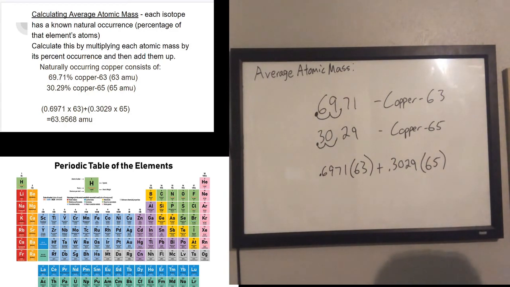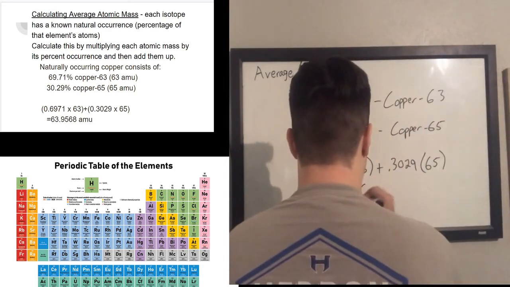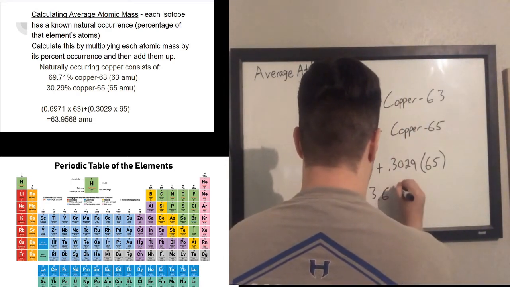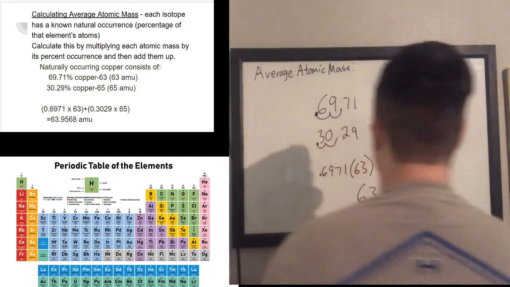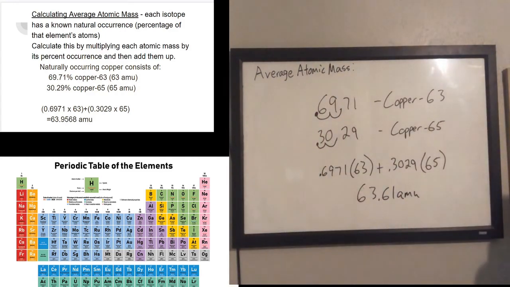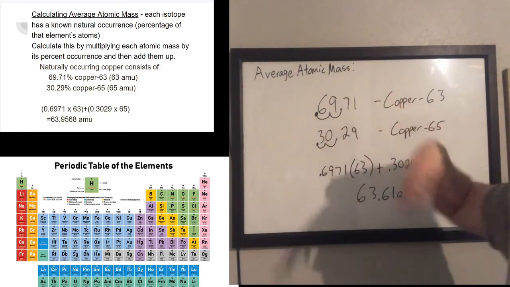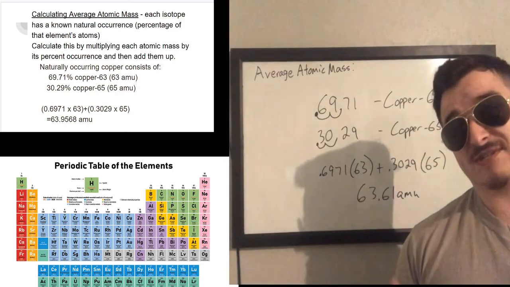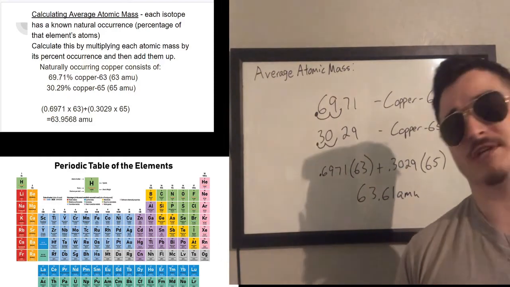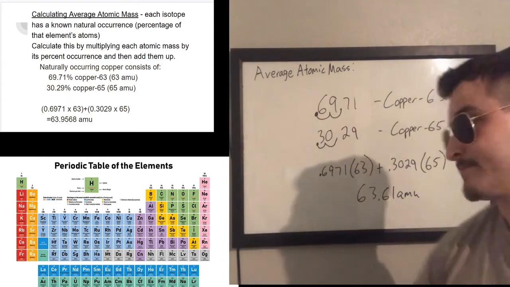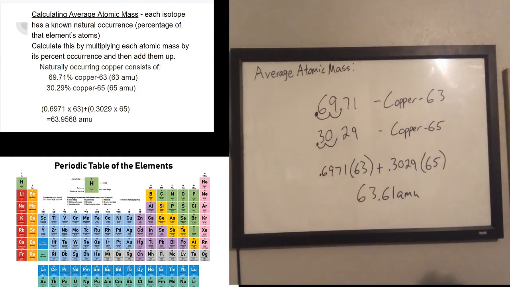So 0.6971 times 63 plus 0.3029 times 65, and we get our answer as 63.61 AMU. Your units are AMU. In measurements like this, there's not really sig figs to deal with except for really the percentages here. So I'm really going to encourage you just to provide a couple of decimal places unless your teacher's saying otherwise. But we've got another example here for you in just a second.